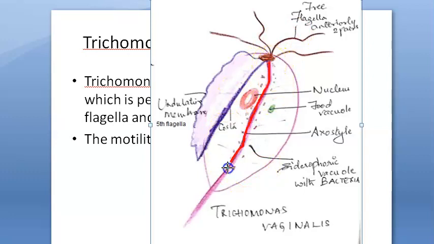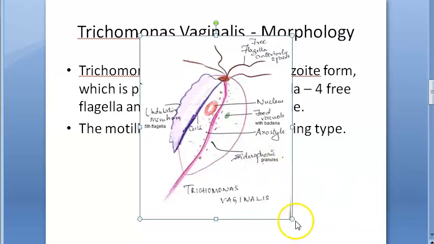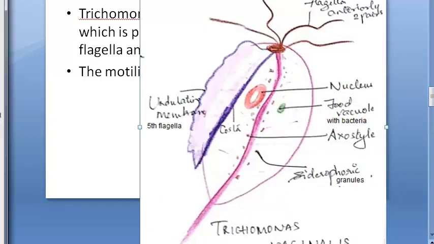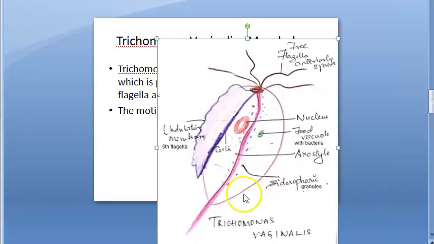This central structure you're seeing here is the axostyle. It has just 1 nucleus, and these things you're seeing here are food vacuoles. Look at this, a food vacuole with bacteria. So this is the morphology. This axostyle projects downward like a tail. Can you see here? It projects downwards like a tail.